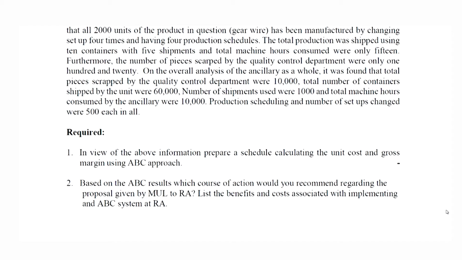Based on the ABC results, which course of action would you recommend regarding the proposal given by MUL to RA? Reject the proposal. We have to reject the proposal because MUL is offering a price of 7.5 rupees, and our cost is more than that, 11.675 rupees. So we are not able to sell to them for 7.5 rupees. Either they have to raise the price to 12 rupees minimum, or we do not sell to them. So we have to reject their offer.